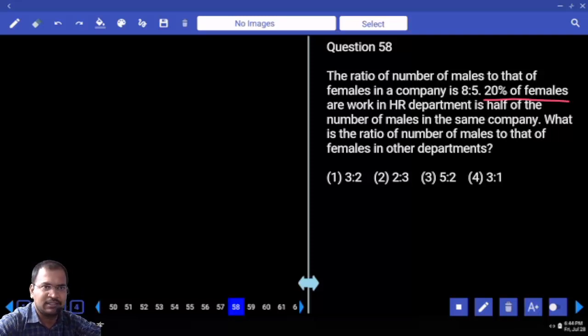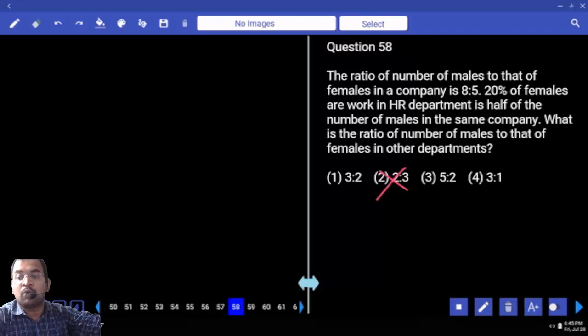Whatever department it may be, we won't bother about that. Simply, 20% is nothing but what? 1 by 5. See here. First of all, before going to that, males are 8 parts, females are 5 parts. Our answer should have males more and females less. The second option is not possible. Yes or not? The remaining three options have males more and females less. We are eliminating one option.